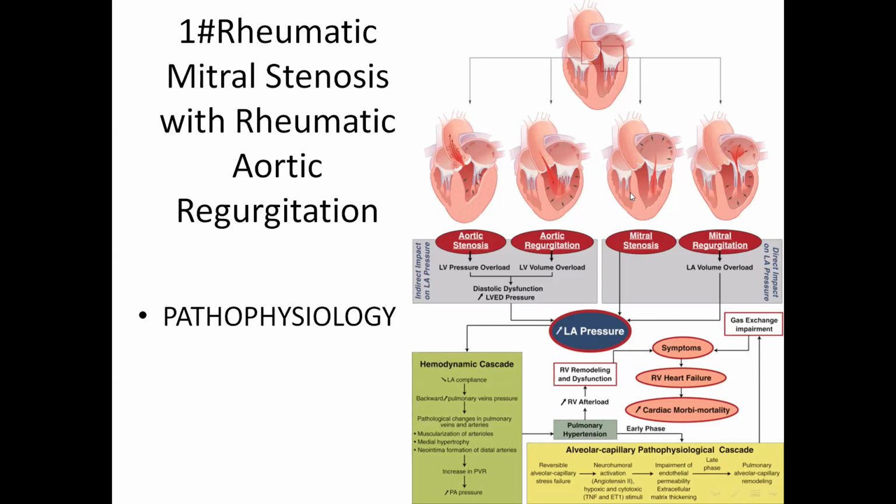Instead of underfilling the left ventricle due to MS, it will be overfilling due to associated aortic regurgitation, and then pulmonary hypertension will be there. So we'll have decreased cardiac output, left ventricle volume overload, and instead of MS causing an underfilled left ventricle, it will be overfilled due to AR, and the pulmonary hypertension.